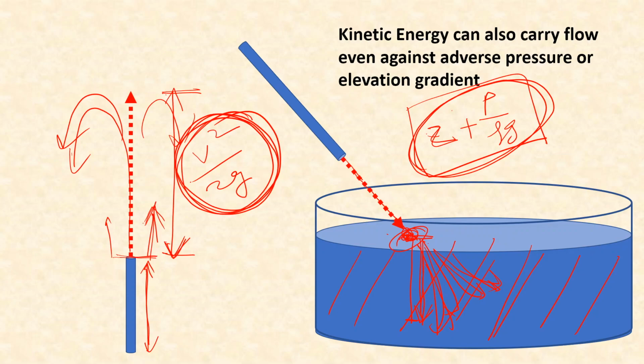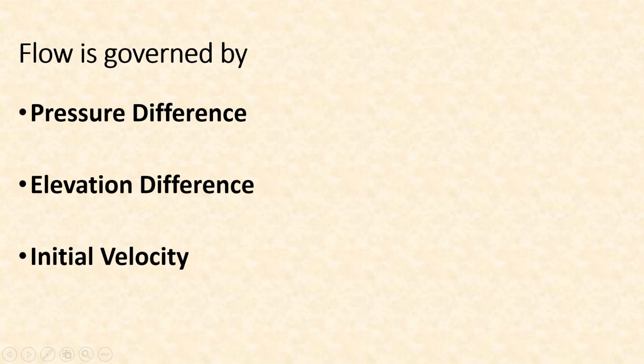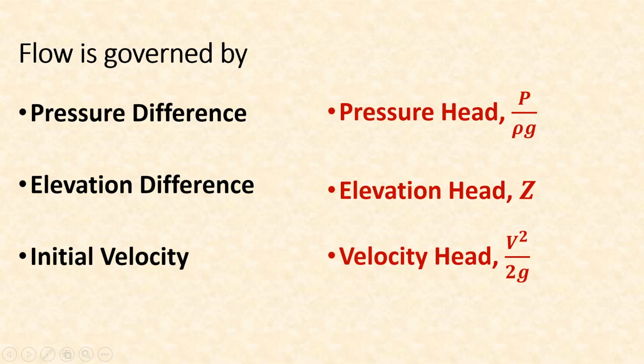So what do these examples tell us? That means flow is governed by or driven by pressure difference, elevation difference, and also initial velocity or kinetic energy. Now these three terms may look familiar because we have already learned that in Bernoulli's equation we found there were three heads or three kinds of energy, that is pressure head, elevation head or datum head, and velocity head or kinetic head.